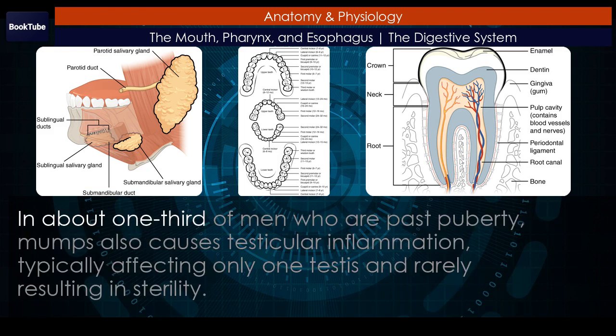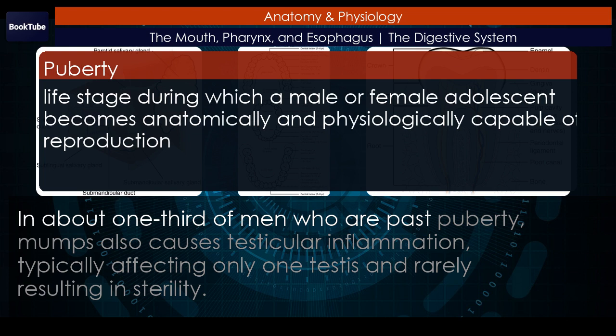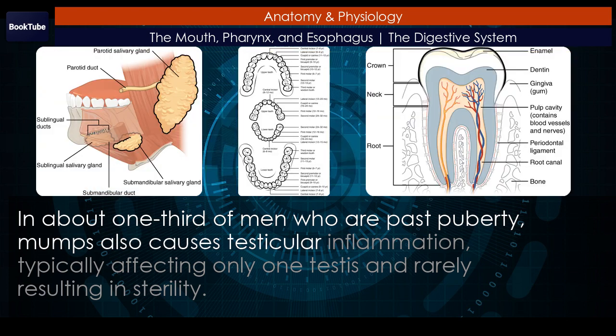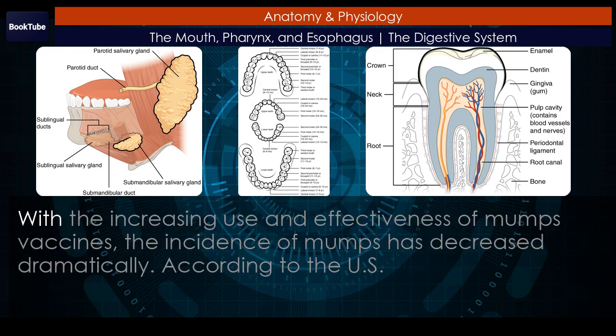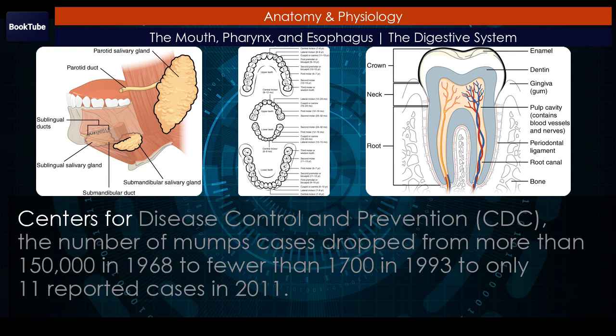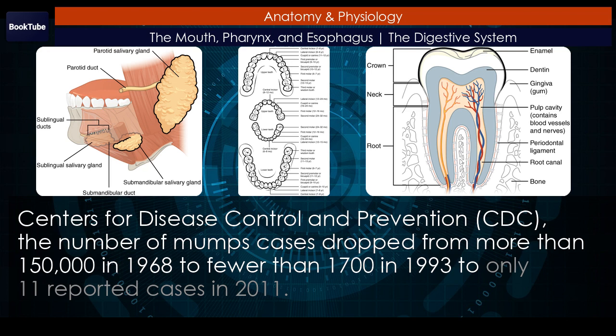In about 1/3 of men who are past puberty, mumps also causes testicular inflammation, typically affecting only one testis and rarely resulting in sterility. With the increasing use and effectiveness of mumps vaccines, the incidence of mumps has decreased dramatically. According to the U.S. Centers for Disease Control and Prevention, CDC, the number of mumps cases dropped from more than 150,000 in 1968 to fewer than 1,700 in 1993 to only 11 reported cases in 2011.